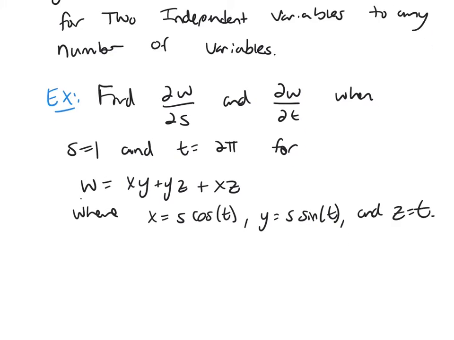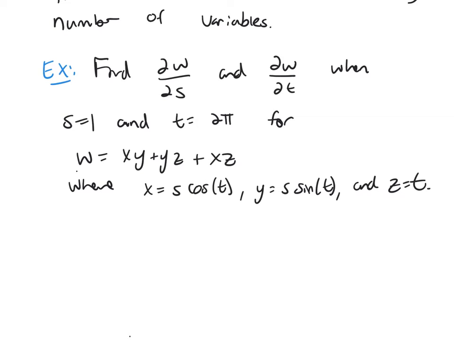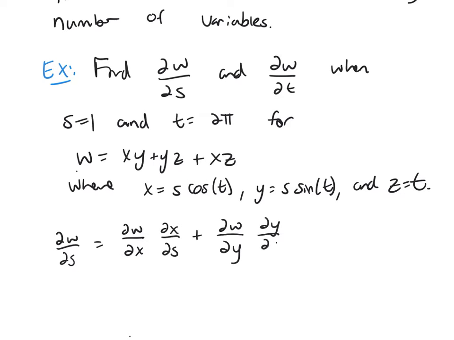So let's set up our formula for this first one, for the partial derivative of w with respect to s. W has three variables, x, y, and z, so you're going to have three terms. You're going to take the partial derivative of w with respect to x and multiply by the partial derivative of x with respect to s, the partial derivative of w with respect to y, times the partial derivative of y with respect to s, and then finally the partial derivative of w with respect to z, times the partial derivative of z with respect to s.